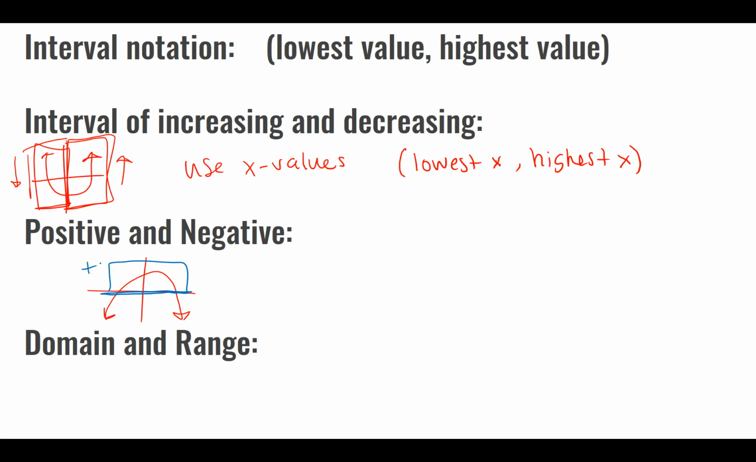Because all of the y's are positive up there, right? And then down here, this is showing where we're negative, where my y values are getting negative and getting smaller, okay? We still use our x values because we're still referring to where it's crossing the x-axis. So between this x value and this x value, we're either above or below the x-axis, okay? So positive and negative, we're still going to use x values.